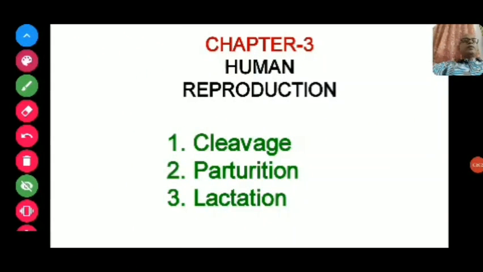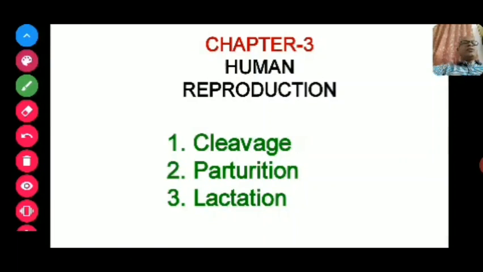Hello friends, today we shall discuss the third chapter of class 12th biology, that is human reproduction. In this video, you will learn about cleavage, parturition and lactation. So friends, let's take all these points one by one. First one is the cleavage.